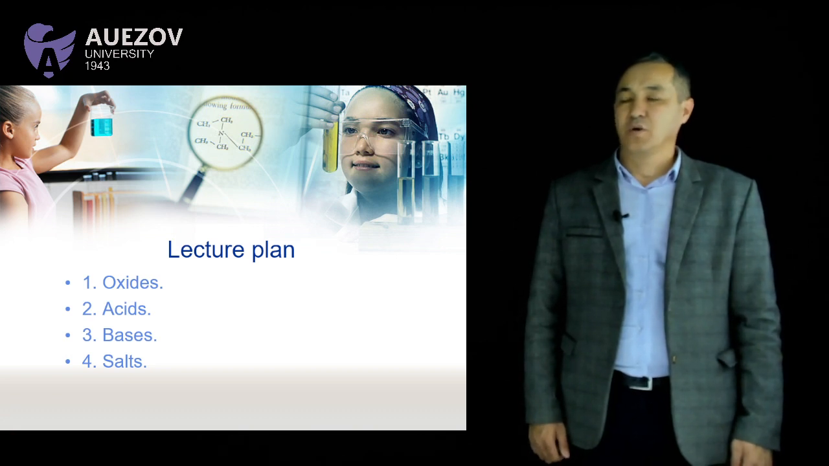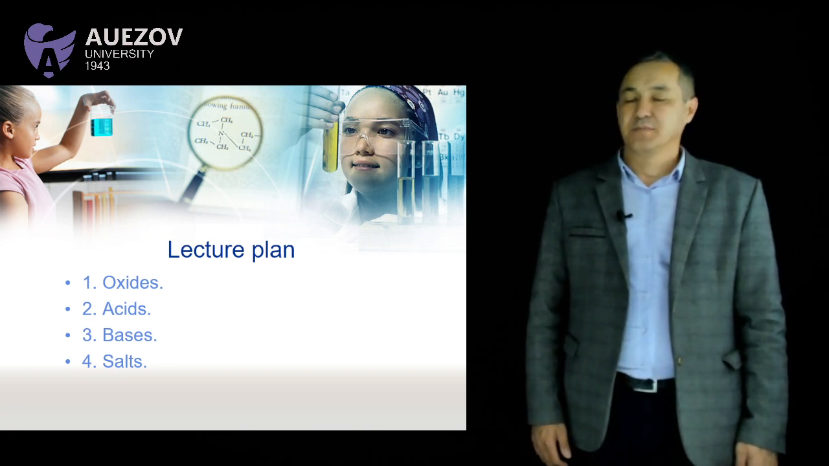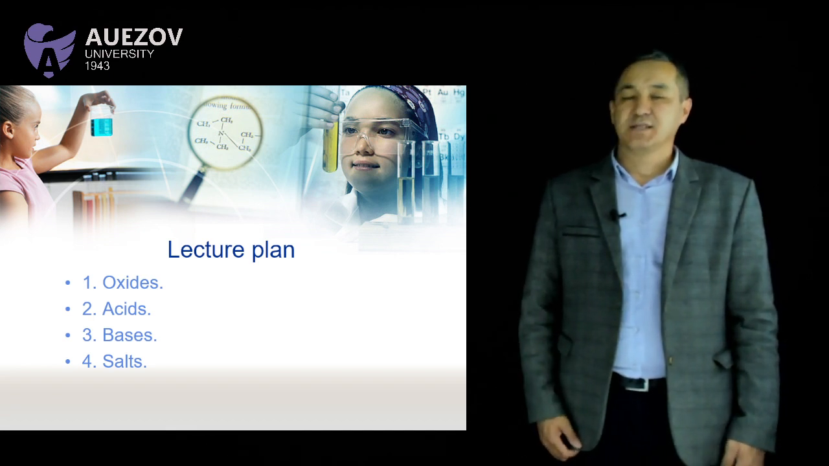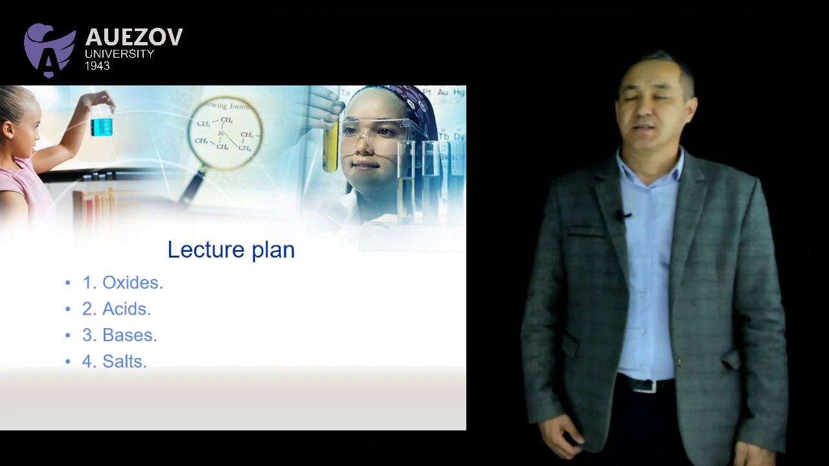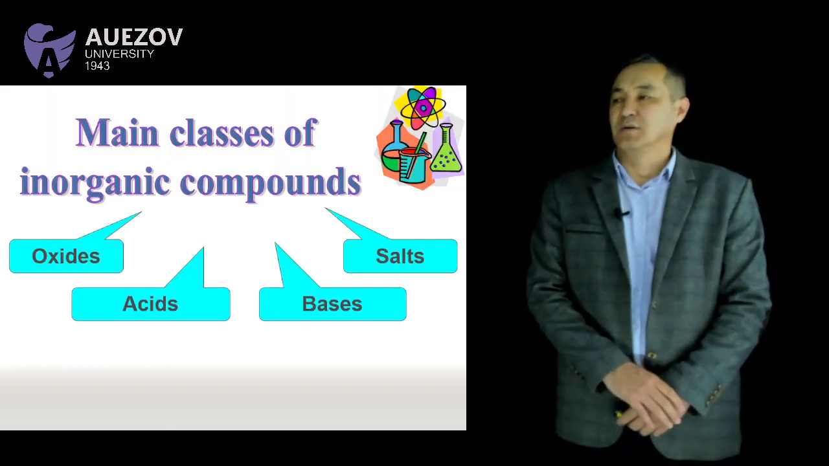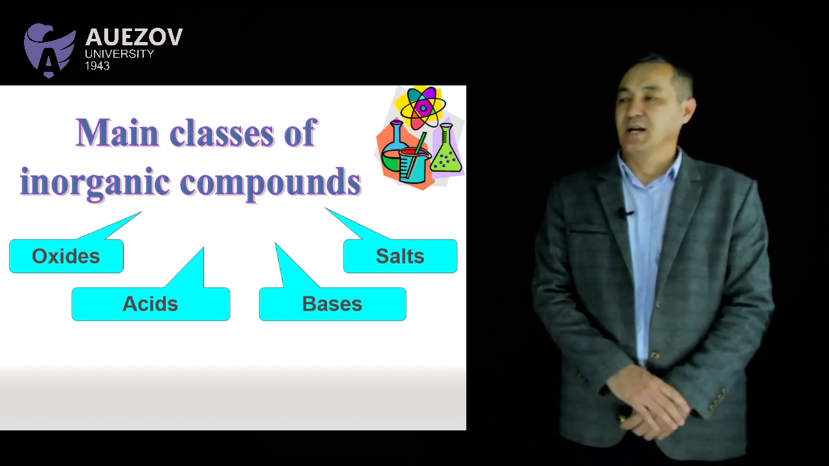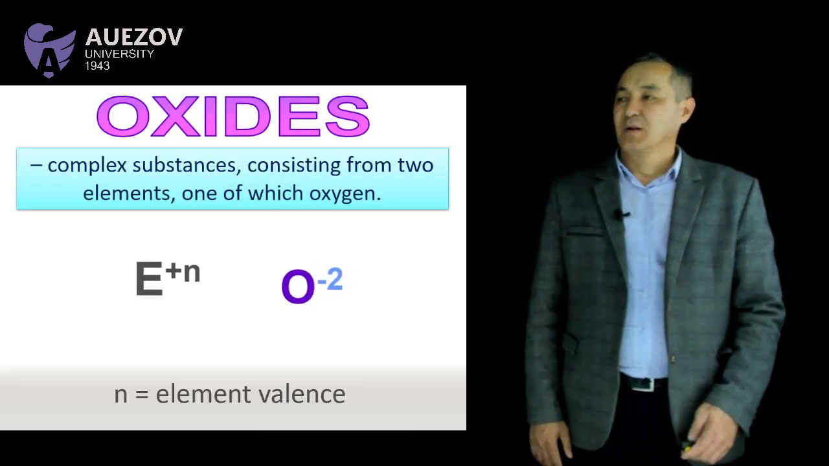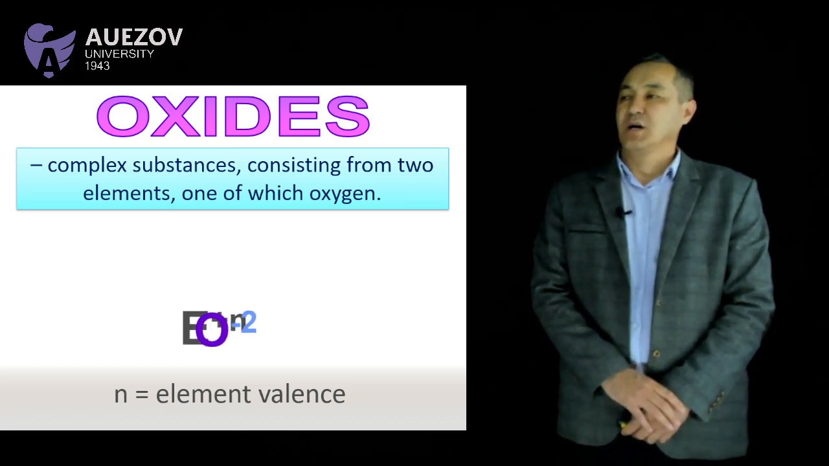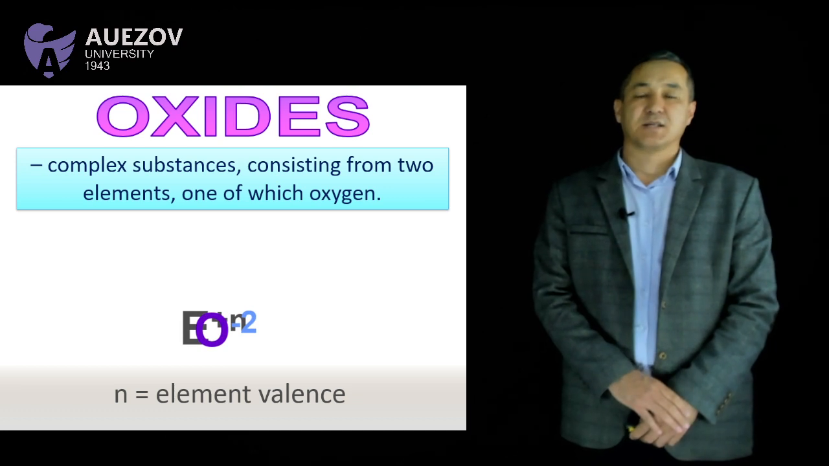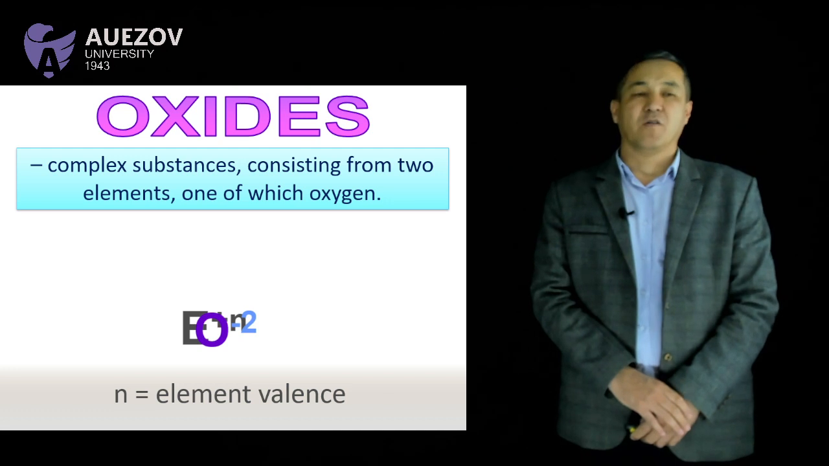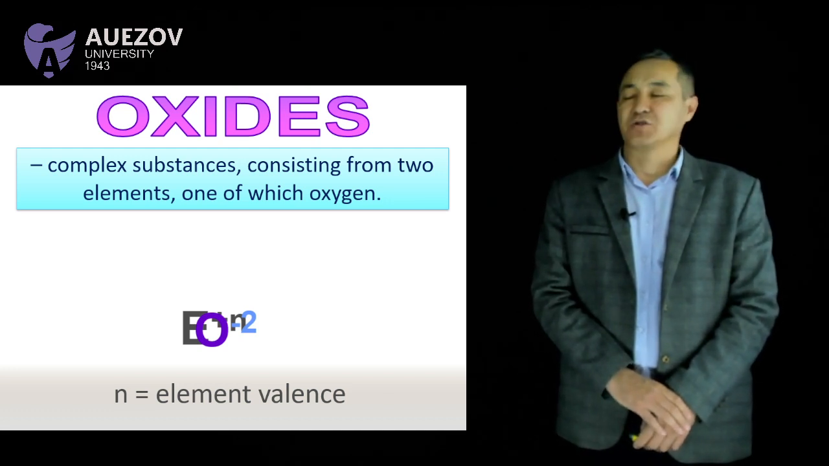In this lecture, we will consider several problems. There are oxides, acids, bases, and salts. The main classes of inorganic compounds we can see on the slide. Oxides, the first type of chemical compounds, are oxides. Oxides are complex substances consisting of two elements, one of which is oxygen.